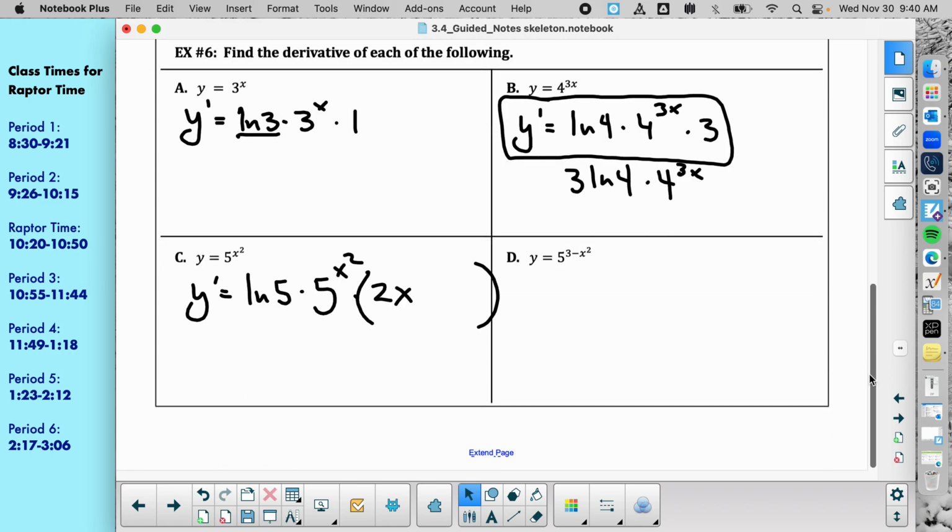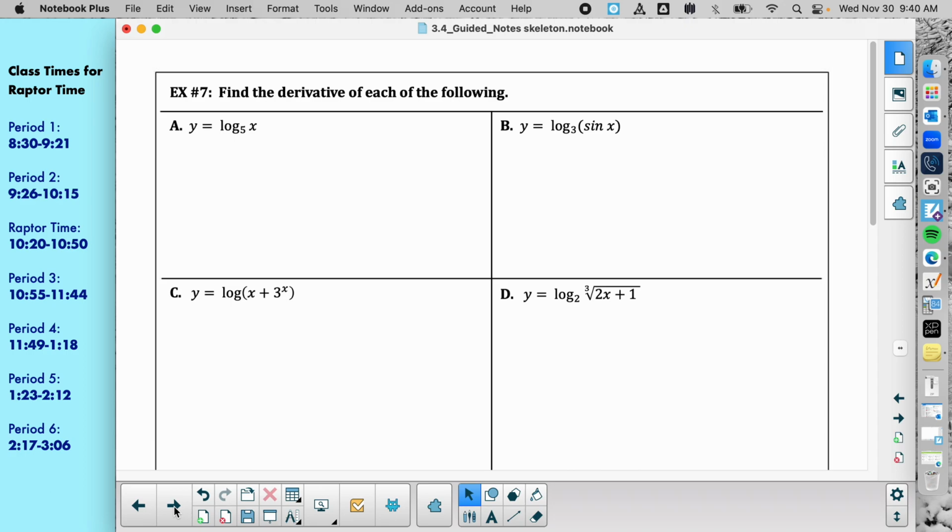Yeah, 1 over ln. Okay, log bases that aren't equal. So I've got log base 5 of x. I'm basically going to treat it exactly as if it was just ln of x. So I'm going to do 1 over x times the derivative of x. And then in the front, instead of multiplying by ln of 5, it's going to be 1 over ln of 5. Kind of the only additional portion.